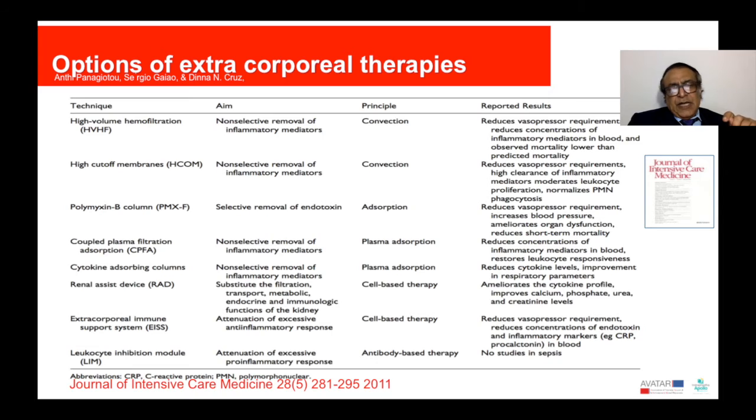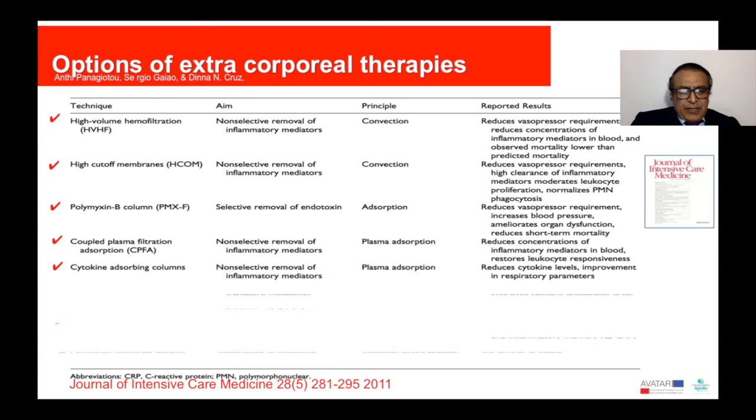Now, this is a list of extracorporeal therapies that we can offer a patient to remove this cytokine process, which includes high volume hemofiltration, high cutoff membranes, polymyxin columns, coupled plasma filtration adsorption, cytokine adsorbing columns, renal assist device, RAD, or EISS, that's extracorporeal immune support system, and leukocyte inhibition modules, LIMS, what we call it. The last 3 are cell-based, more experimental strategies which we do not commonly use, but all others are currently in clinical practice.